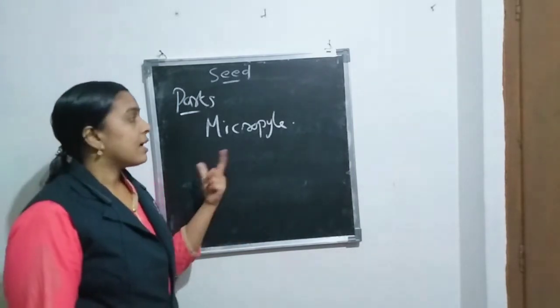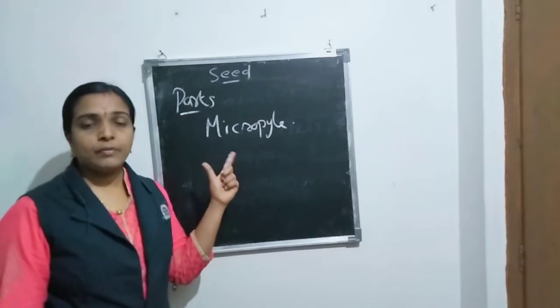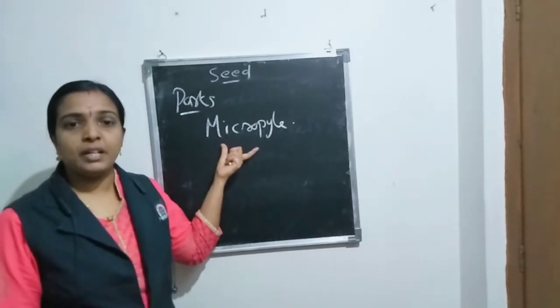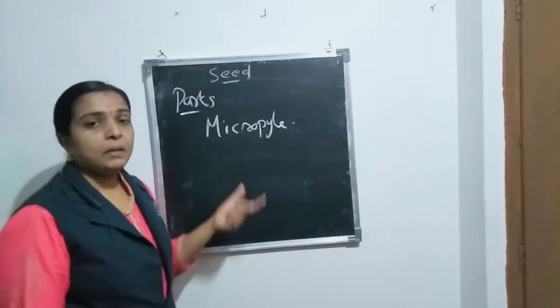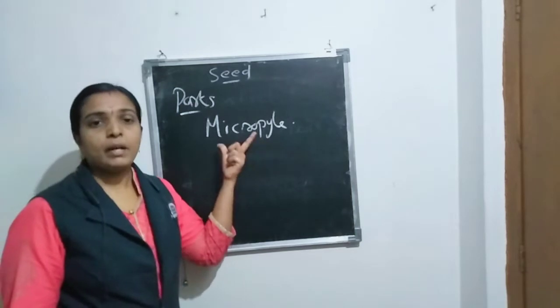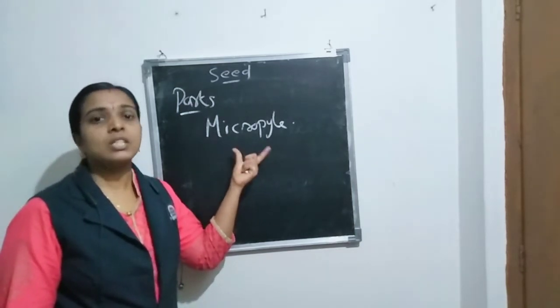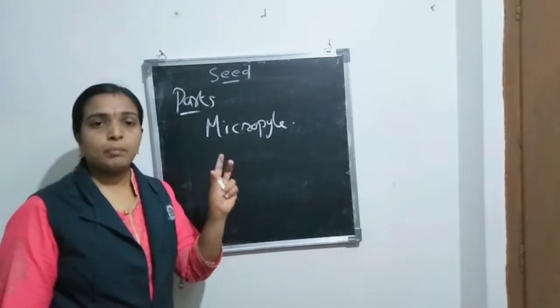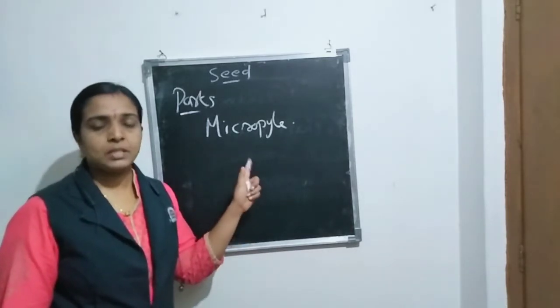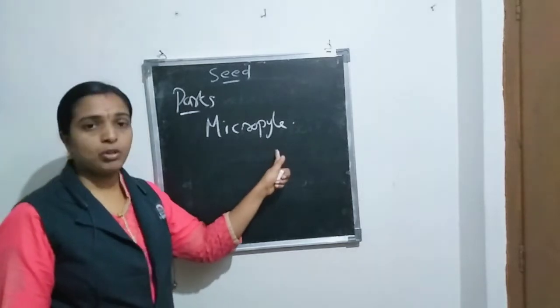When there is an unfavorable condition or no suitable condition, seeds undergo a period of rest. That period is known as seed dormancy. Before that, what is micropyle? Micropyle is an opening through which seeds absorb water, minerals, and also they can respire, helping in aeration. That is the function of micropyle.